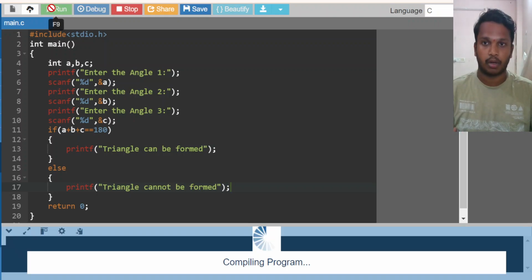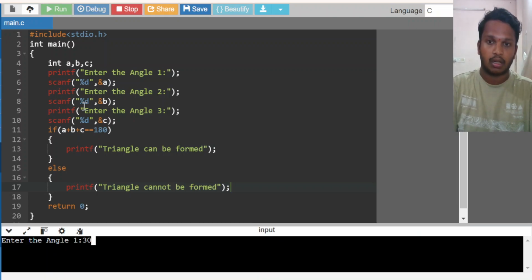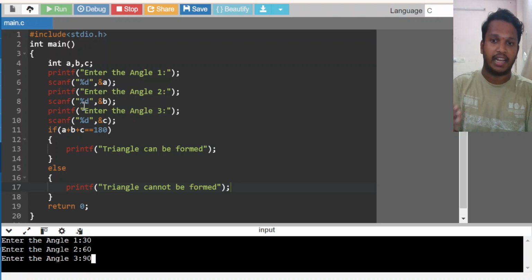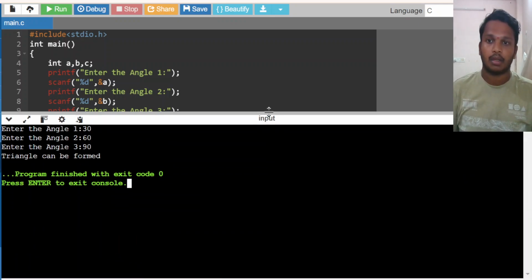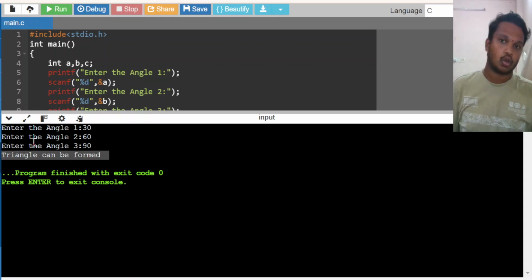Now I will run the program. See, enter the angle 1. We know one test case: 30, 60, 90. Now what is the answer? Triangle can be formed. So I am entering. See, it is telling that the triangle can be formed. So hence our program is correct.